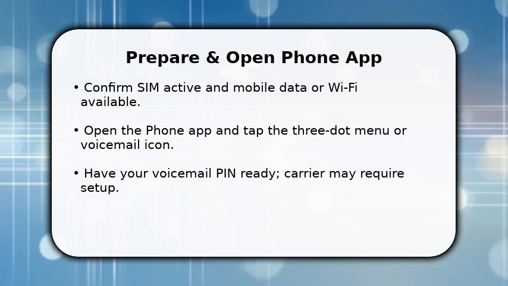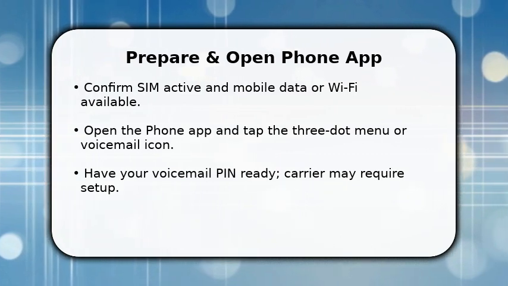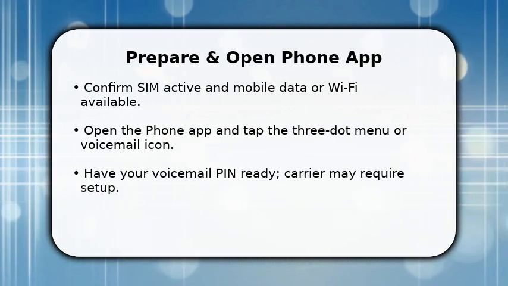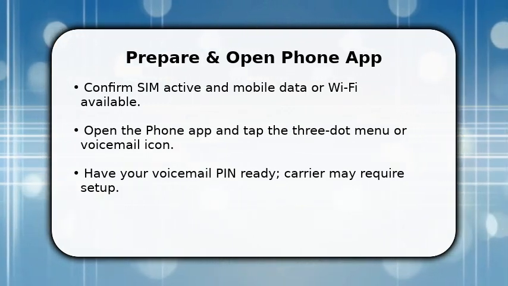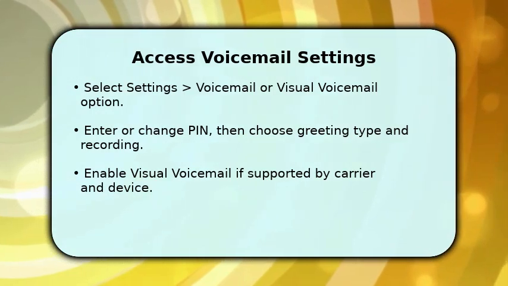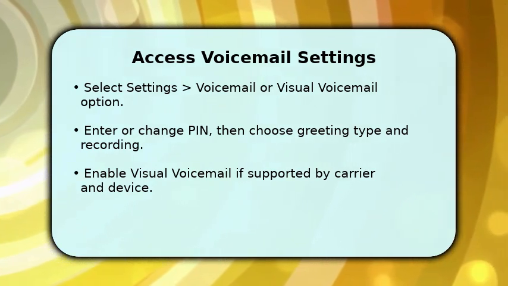You need your voicemail PIN or to be ready to create one when prompted because carriers often require verification. Once done, proceed to voicemail settings to choose visual or carrier voicemail and set your greeting. You tap Settings then Voicemail to view options. This is where you set the PIN and choose how messages arrive.